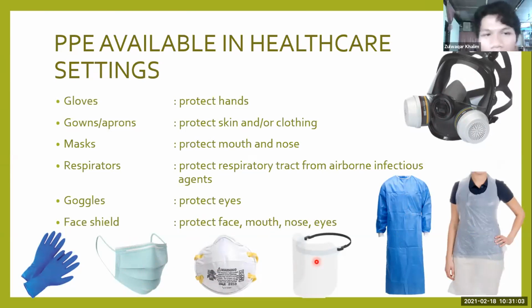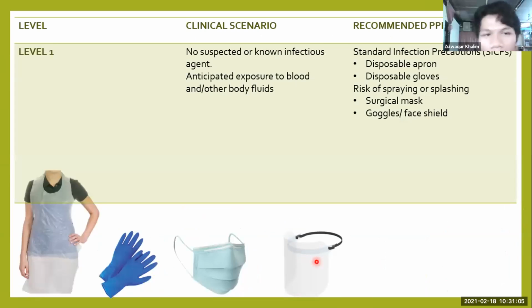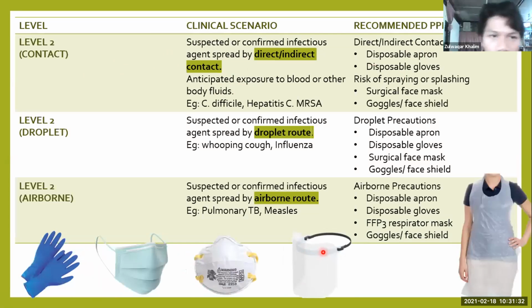Okay, we have level 1, level 2, and level 3. For level 1, when there is no suspected or infectious agent, we should use standard infection precautions by using a disposable apron, gloves, and if there's anticipated exposure to blood or other body fluids, we should apply a surgical mask and goggles or face shield. Level 2 is divided into 3: contact, droplet, or airborne. There are different clinical scenarios according to levels.